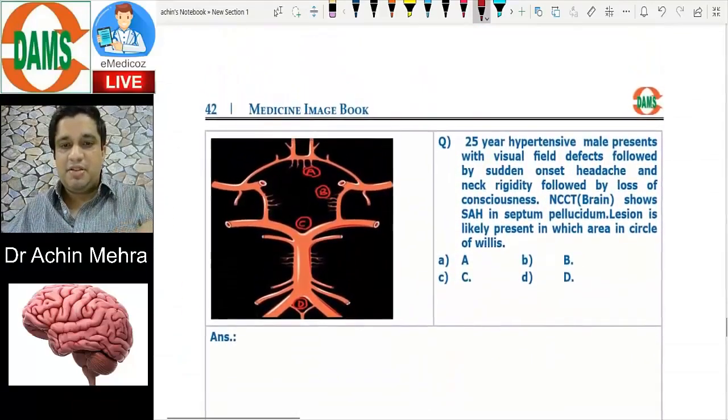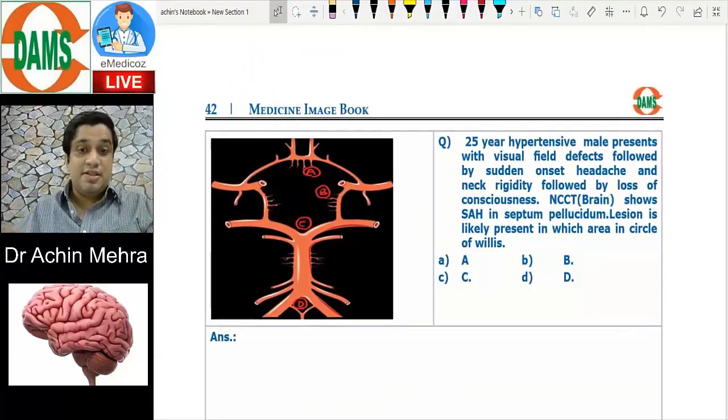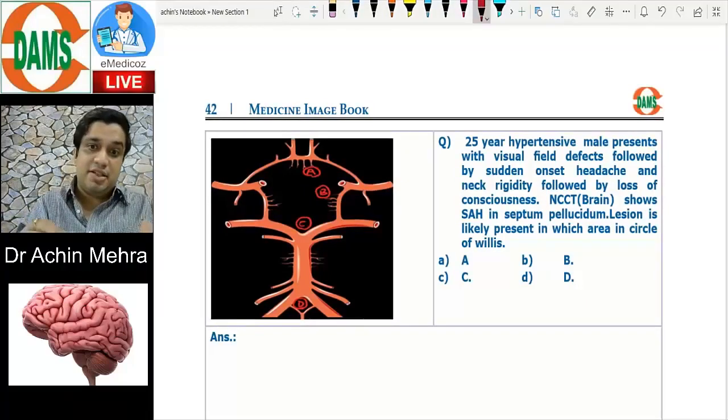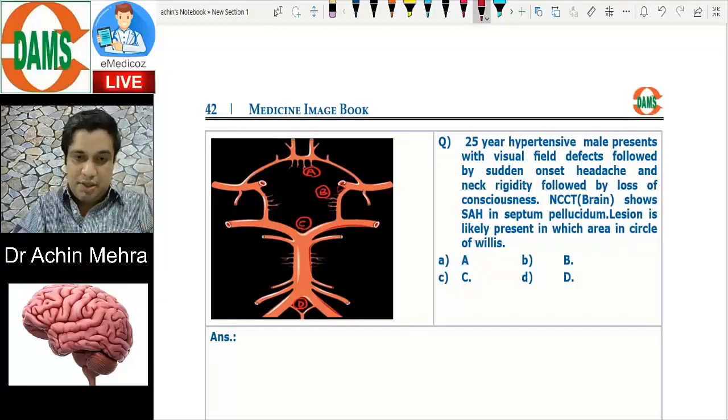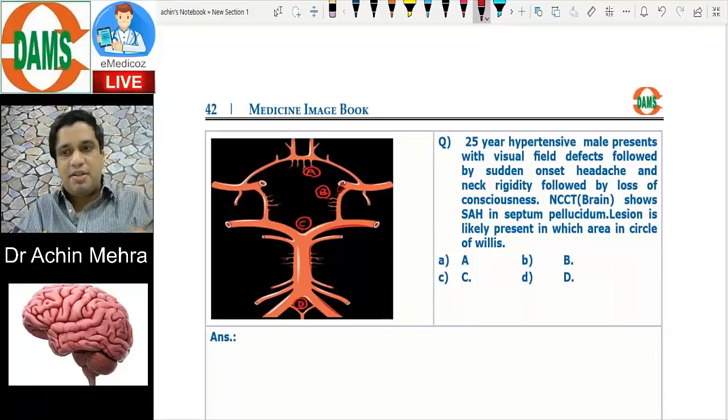Now this image is of the circle of Willis, a simple image. You can find an aneurysm at any point in it. It can occur at the ACA and anterior communicating artery junction, the posterior communicating and ICA junction, the vertebrobasilar junction, or the basilar bifurcation into the PCA, right? And if you remember, we discussed in the classroom that most of the aneurysms are in the anterior circulation. So the most common site of an aneurysm is the ACA and anterior communicating artery junction.